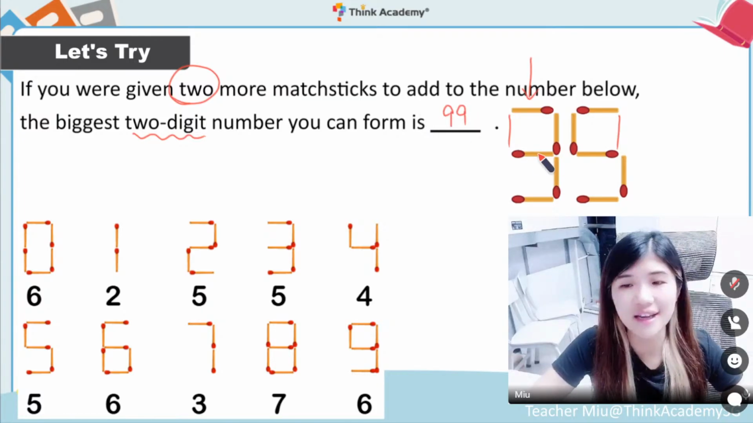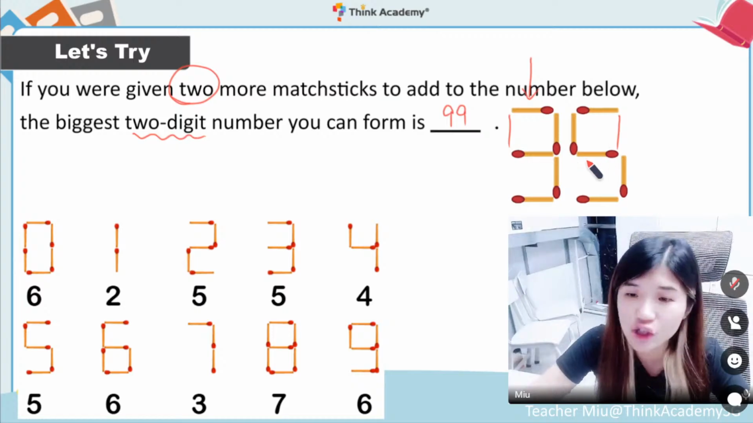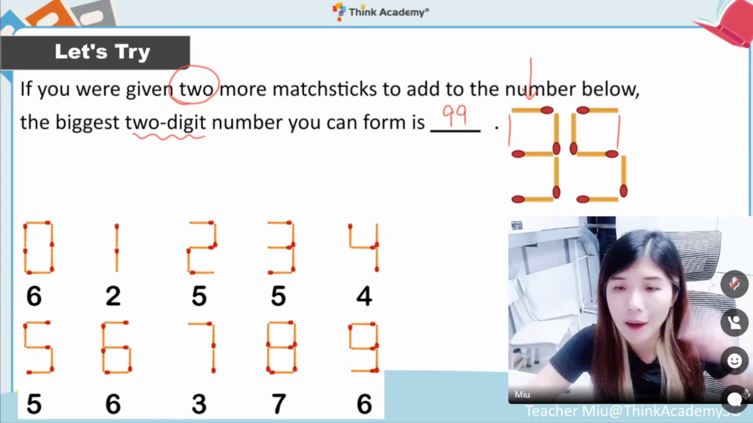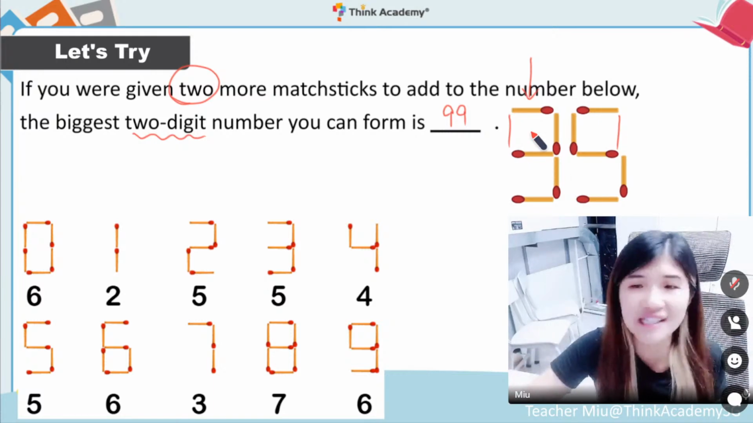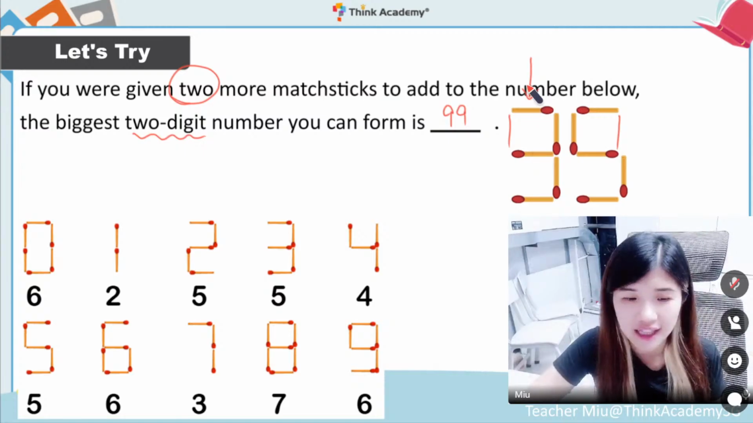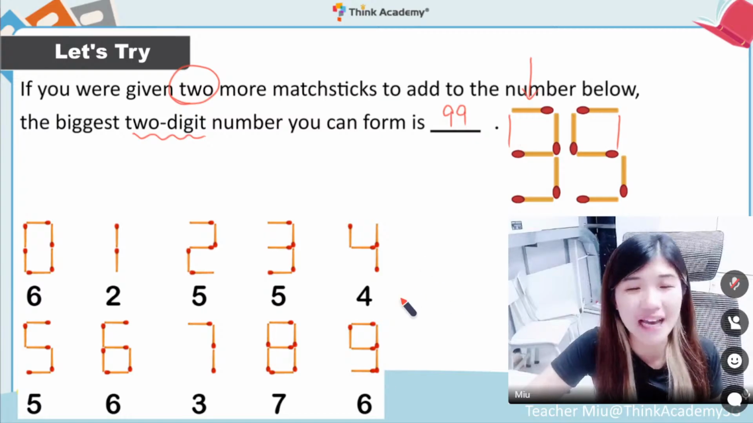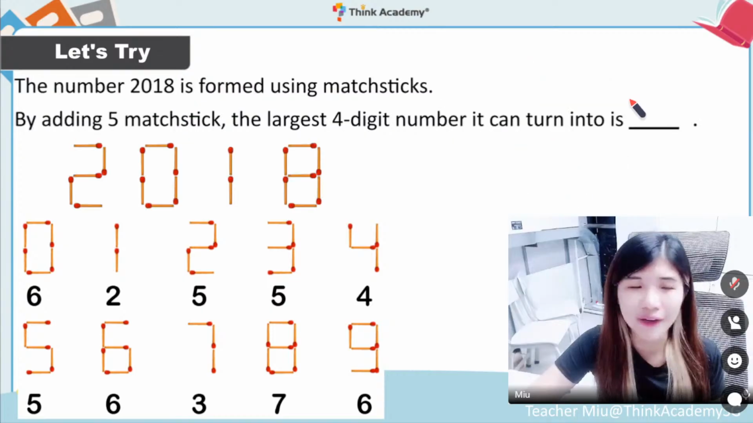One very easy thing is you directly add it on the number. Especially when it is in GEP, it will show you this, then you can just directly add the matchsticks to make it as big as possible. But once again, if you want to make the number as big as possible, always start from the highest place and then make it as big as possible. All right? And continue.